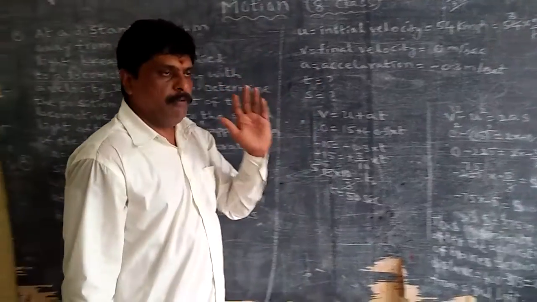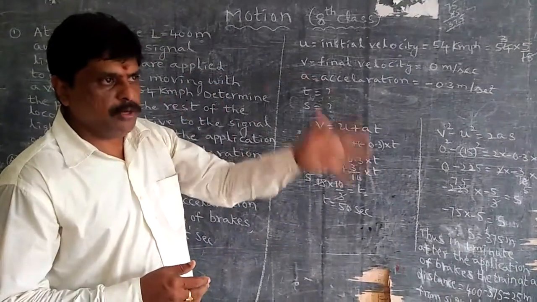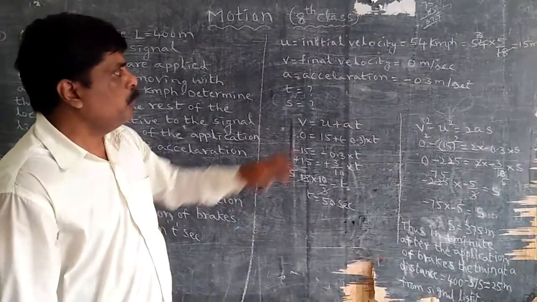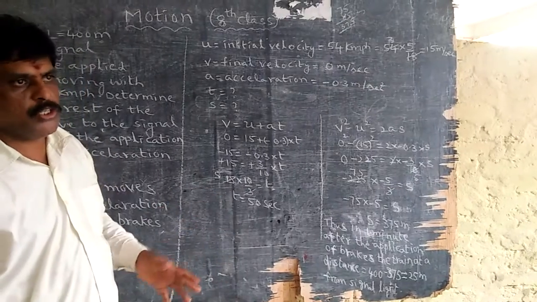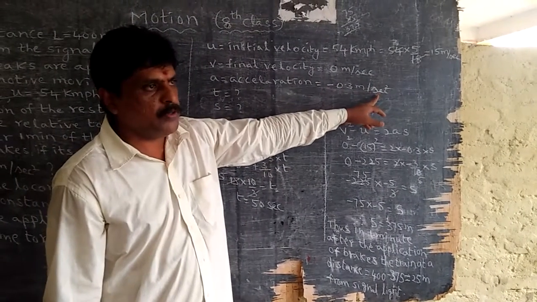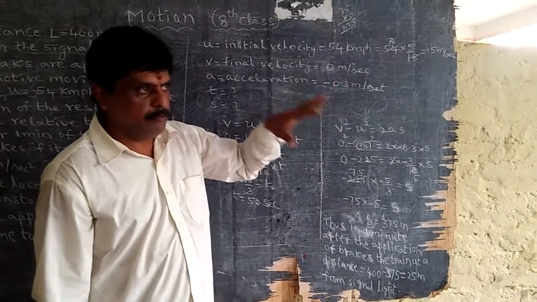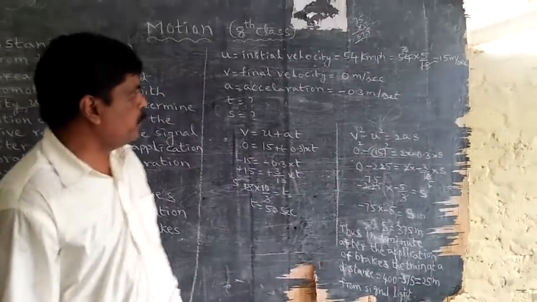Next, after the brakes are applied, the train will be stopped, so there is no velocity, and the final velocity is 0 meters per second. Next, the acceleration of the train is given as minus 0.3 meters per second square. Minus gives the negative acceleration, meaning the brakes are applied, so you have to take it as minus 0.3.